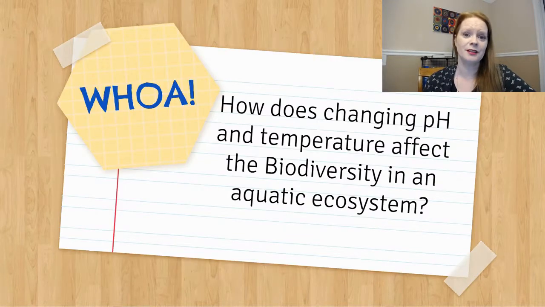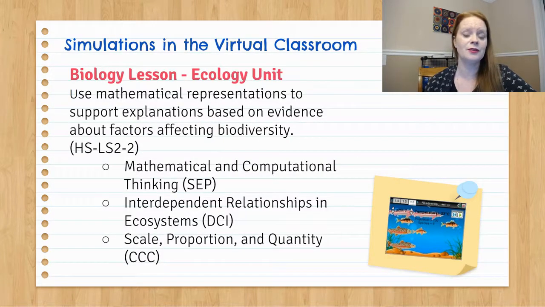When I do this simulation with my biology students in my classroom, I have them address this question: how does changing pH and temperature affect the biodiversity in an aquatic ecosystem? I use this simulation during my ecology unit, and I feel that it really helps me meet the standard of using mathematical representations to support explanations based on evidence about factors affecting biodiversity.